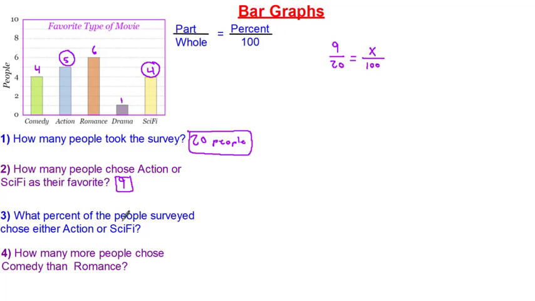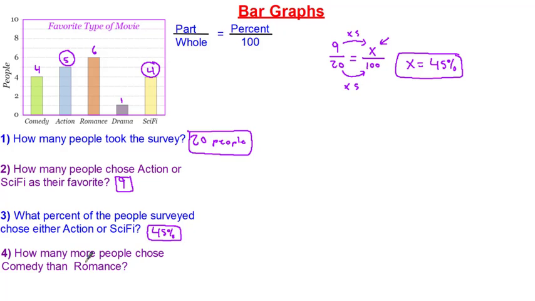For number 3, it asks about the percent. Okay, what percent of the people surveyed chose either action or sci-fi? So in order to do that, we're going to set up this ratio here to find the percent. Now 20 multiplied by 5 will give me 100. So that's perfect. Multiply this by 5. X is going to be equal to 9 times 5, which is going to be 45%. Okay, so 45% of the people who took this survey chose either action or sci-fi as their favorite movie. So that's going to be 45%.